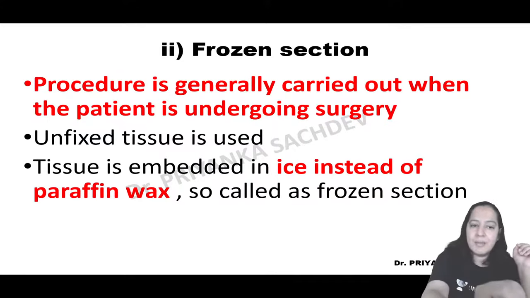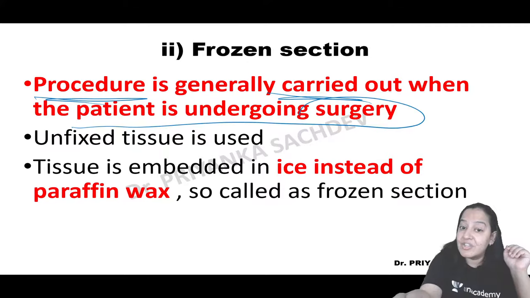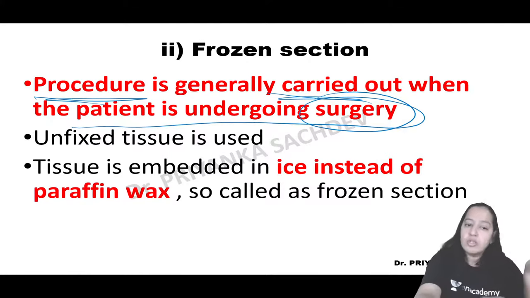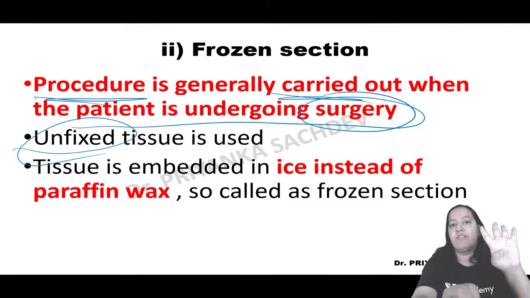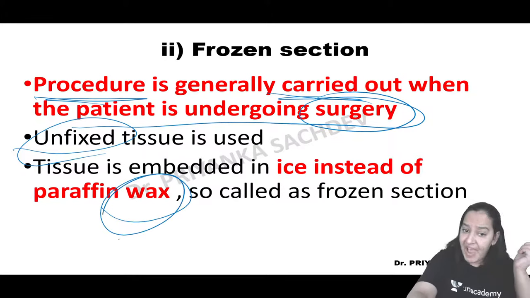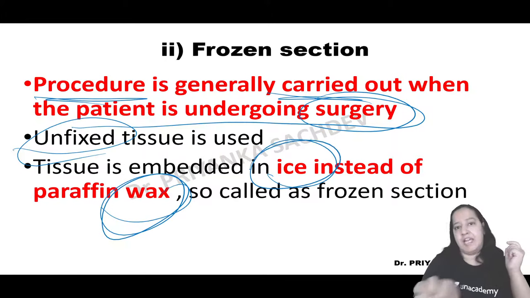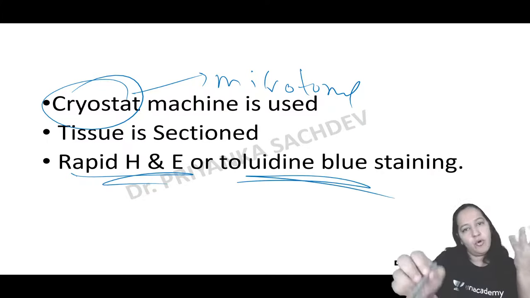Have you got it? It is a procedure that is generally carried out when the patient is undergoing surgery. At the time of surgery it is going on. So we use unfixed tissue only. We are not fixing it in 10% buffered formalin for 24 hours. We are directly using unfixed tissue. And instead of wax, we are using ice as a cutting medium. So these are the differences. And the report will be given within 10 minutes. So rapid H&E or toluidine blue, both can be done.